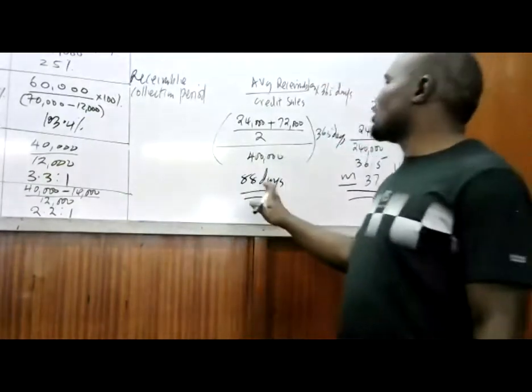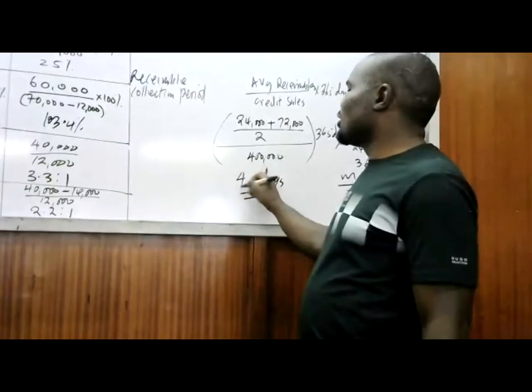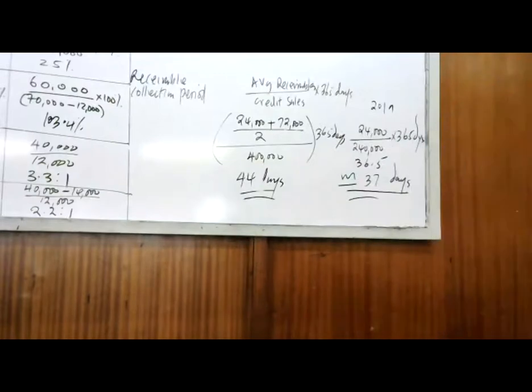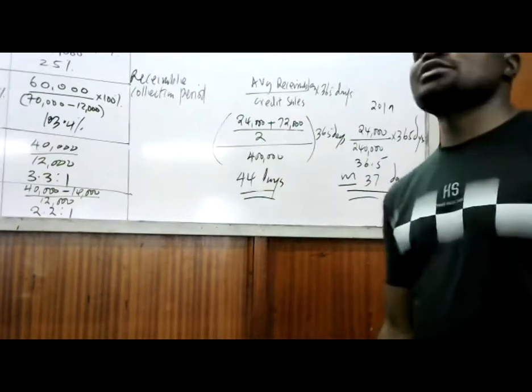43.8. So roughly 44 days. Let me check to confirm. So that is 24 plus 72 divided by 2, 48. 48 divided by 400 times 365 days, 44 days. Yes, it is 44 days. Full stop.